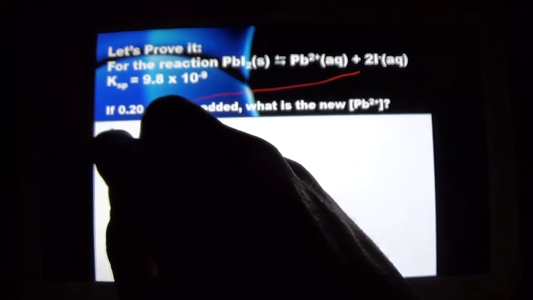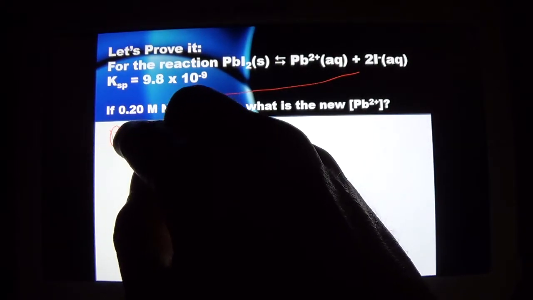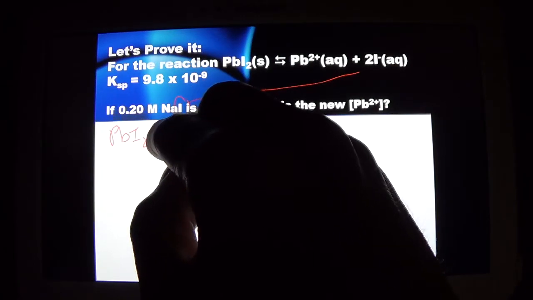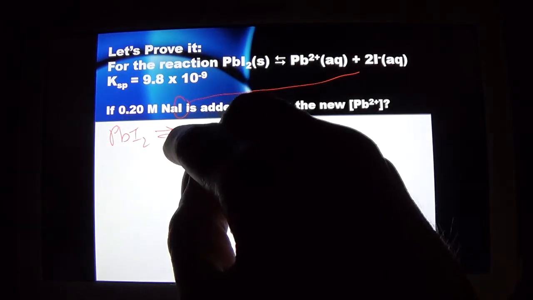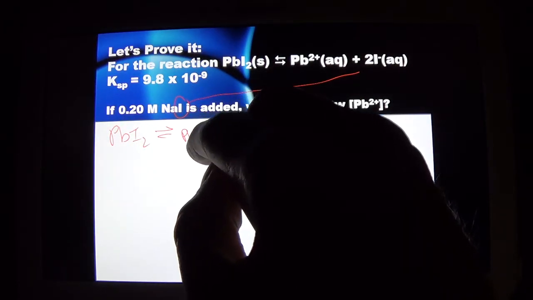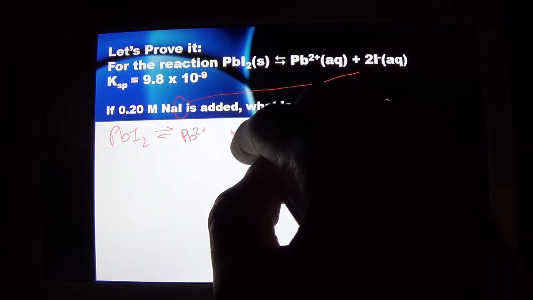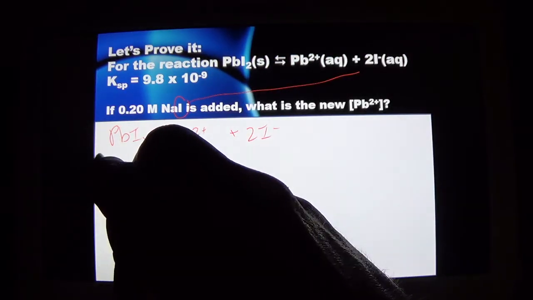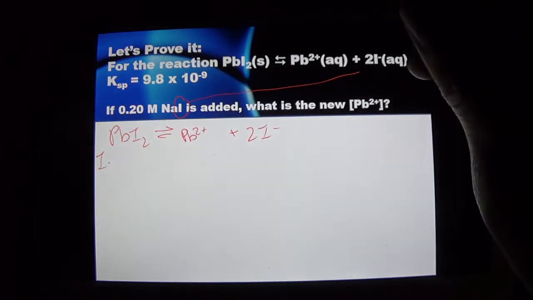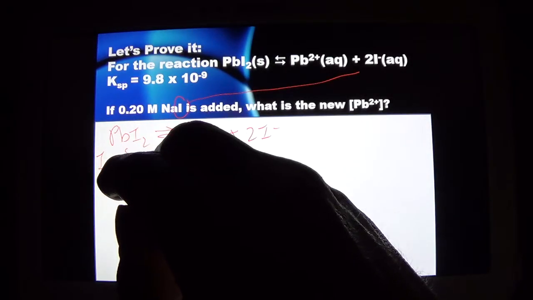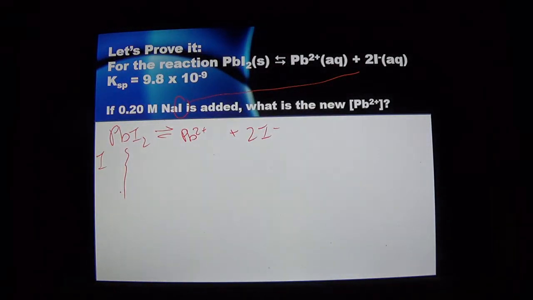But let's find out. So I have my reaction. PbI2 is going to make Pb2+ and 2I-. And initially, okay, it really doesn't matter how much initially I have of that. We discussed that last time. Go back and review that video if you need to.